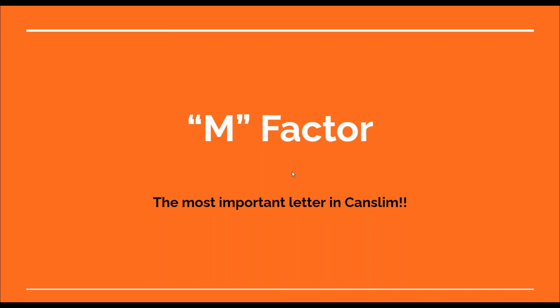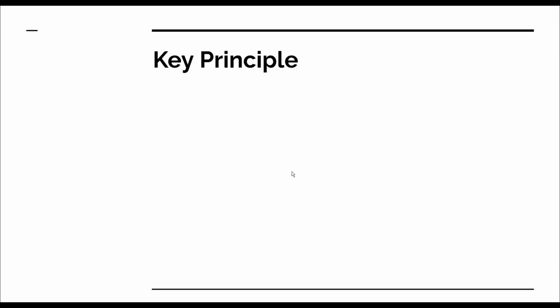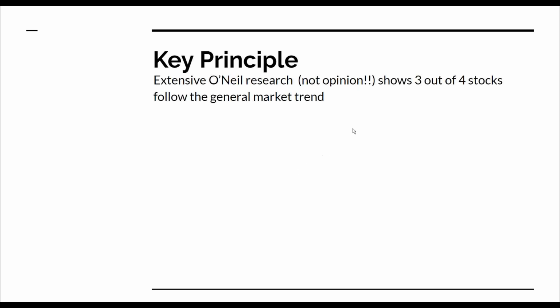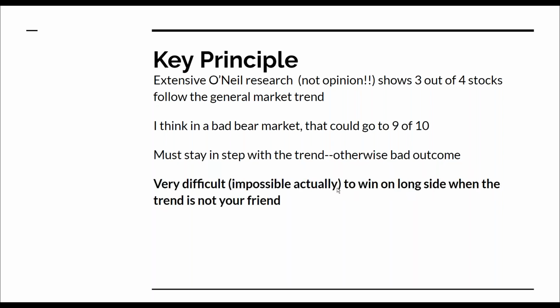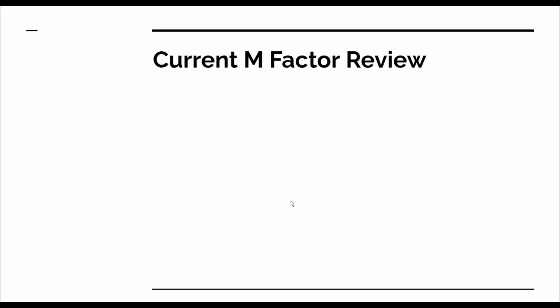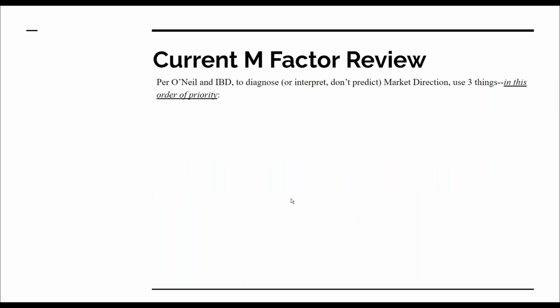So as we know, and as O'Neill teaches, the M is the most important letter in CANSLIM. 3 out of 4 stocks follow the general market trend, and I think in a bad bear market, we could get up to 9 out of 10 following the general market downtrend. So we've got to stay in step with the trend, otherwise we're going to have a bad outcome. It's very difficult. Really, I think it's impossible to win on the long side when the trend clearly is not your friend. So let's look at the M factor.